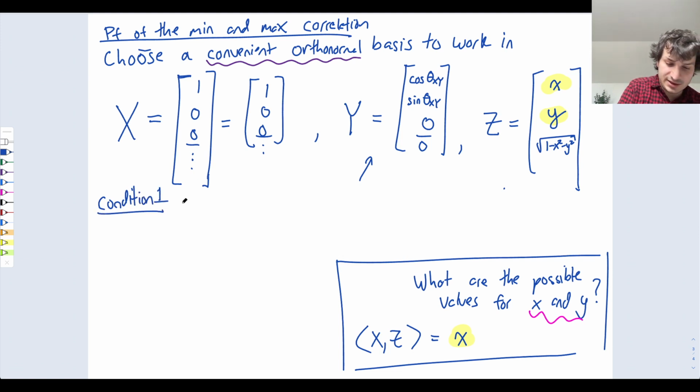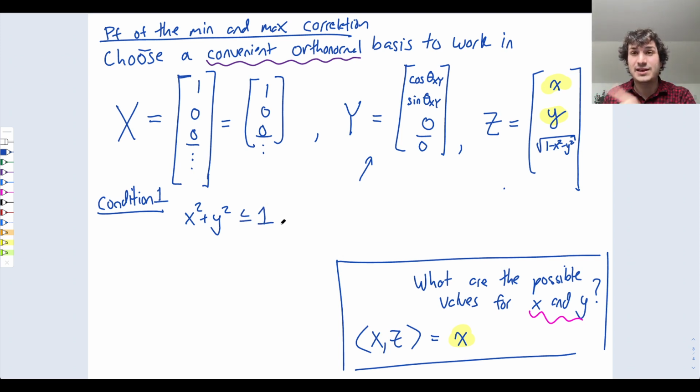Condition 1 says x squared plus y squared must be less than or equal to 1. That is because for the third component, you can't take the square root of a negative number, we're talking real things here. If x squared plus y squared was greater than 1, then z could not be a unit vector, right? Because it's a unit vector, the first two components on their own can't be larger than 1. That's one condition. And here's the other condition, condition 2.